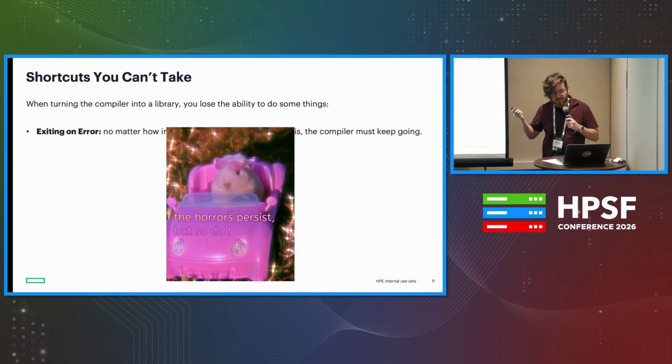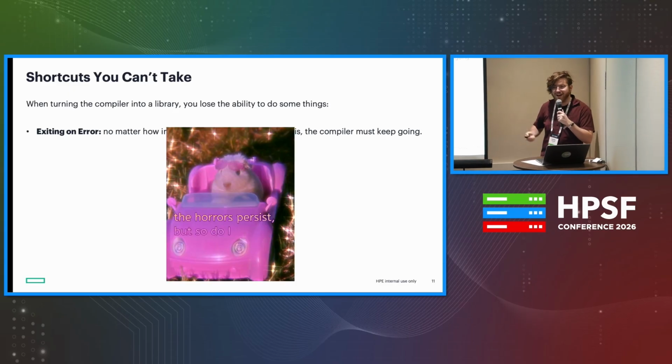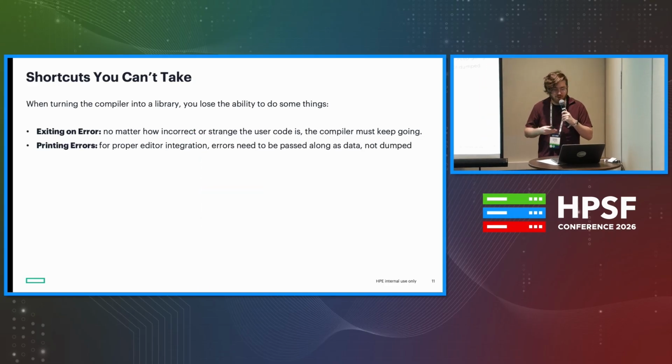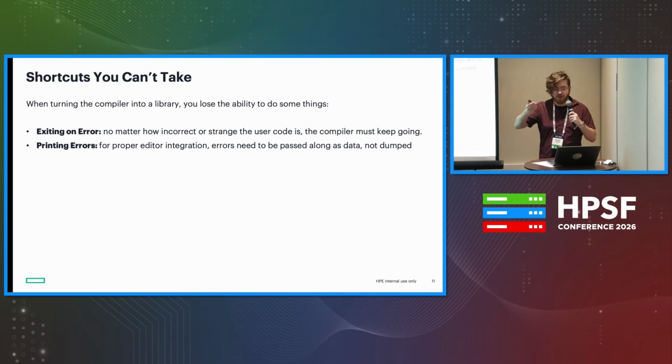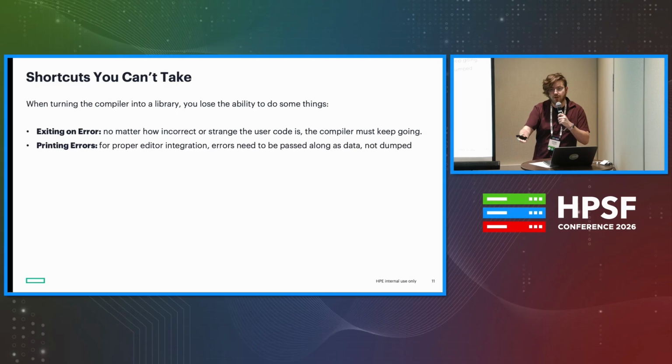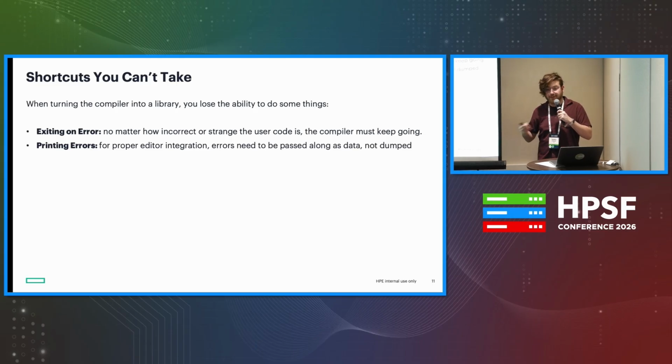I like to call this the horrors persist, but so do I. You also want to be able to give errors to tools, but not just dump them to the console. For the language server in particular, this is crucial because the language server uses the standard output and the standard error streams to encode information, and you can't just pollute them with error messages. You also want to pass them along to tools so that they can reason about them and understand what's happening.